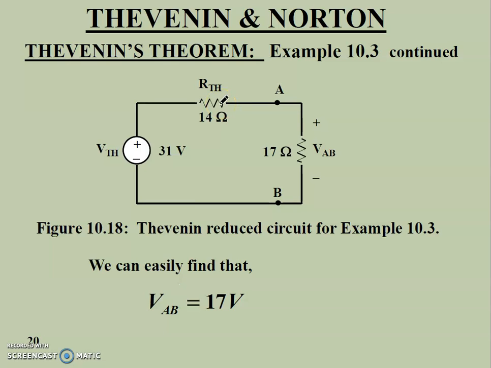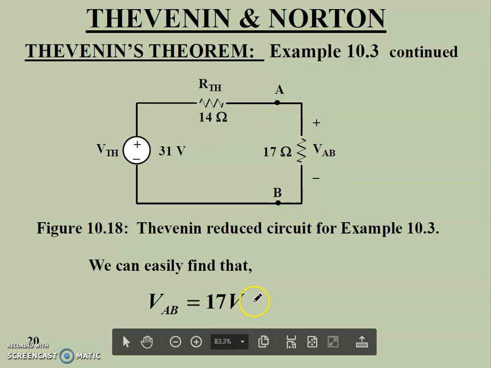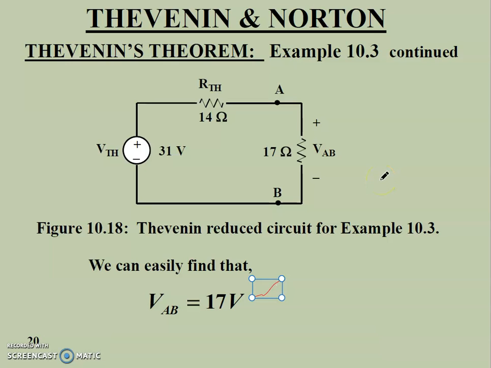Now we are adding the 17 ohm RL. If anyone wants to know the VAB value, again you can apply the voltage division rule: 31 into 17 upon 17 plus 14, and that result comes to 17 volt. Likewise, you can solve other types of networks.